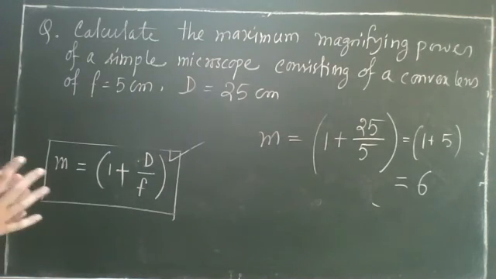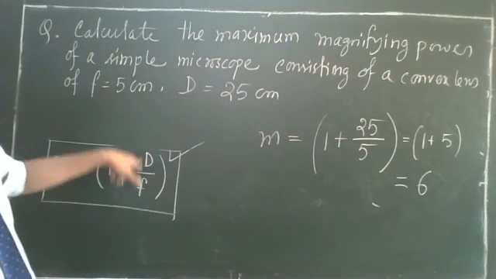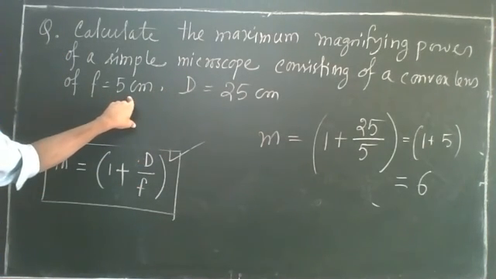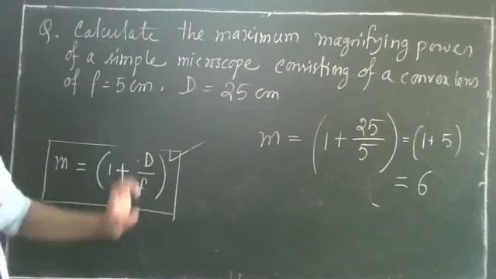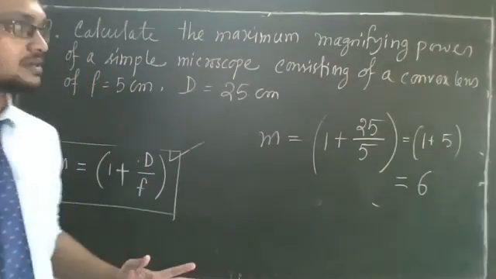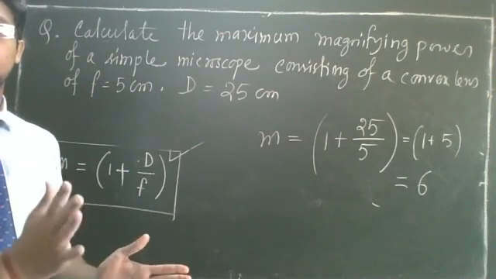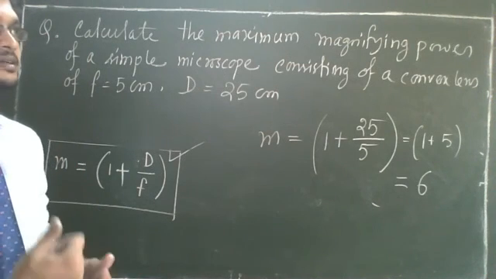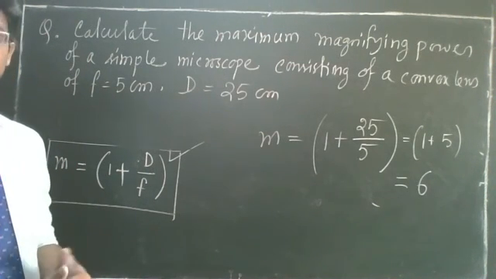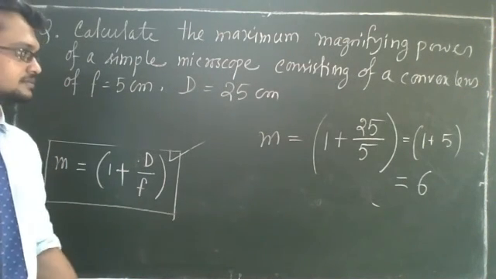Understand everyone? Here just put the values. D, distance of distinct vision is given, 25, F is given, 5. Any query? No, sir. Clear to everyone? In the next class, we will discuss compound microscope. And in the group I had written 5 derivations. Those 5 derivations you will practice, and simple numerical related to the formulas that we had discussed. So that will be given on Friday exam. And in the next class I will discuss compound microscope.